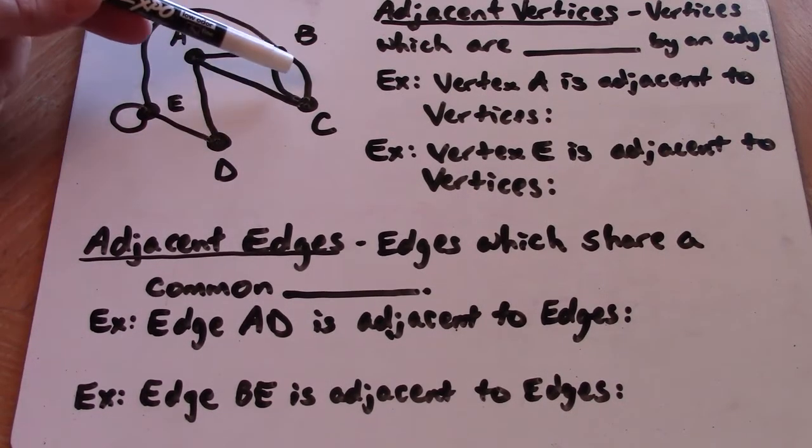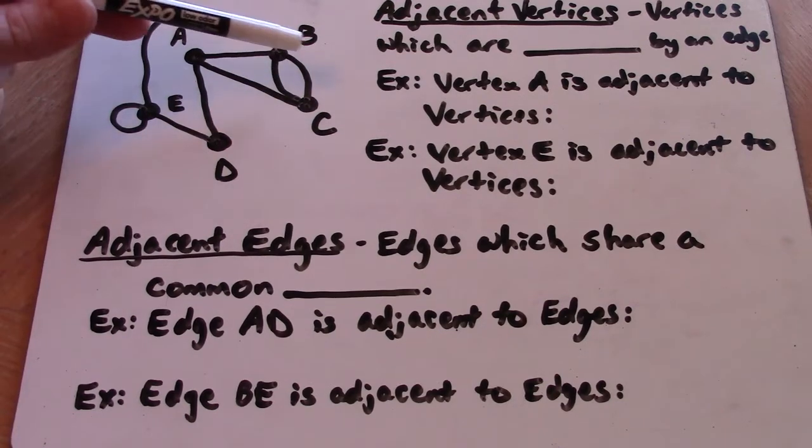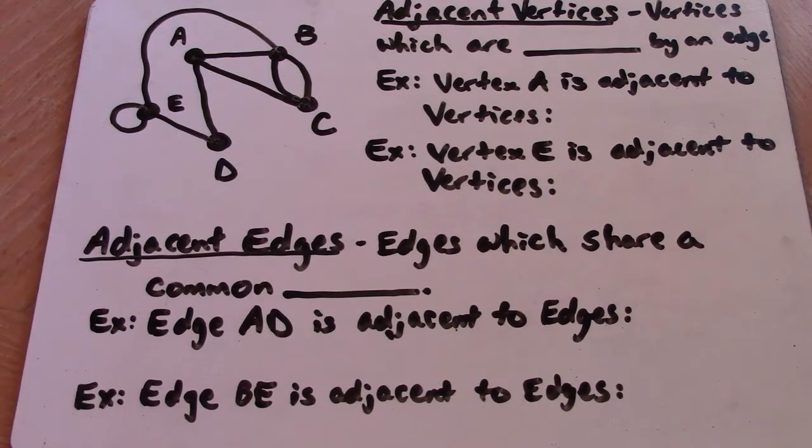We have a set of multiple edges at BC. Notice there's 2 different edges there that have B and C for the endpoints, so it makes them multiple edges. We also have a loop at E, one edge that starts at E and ends at E.